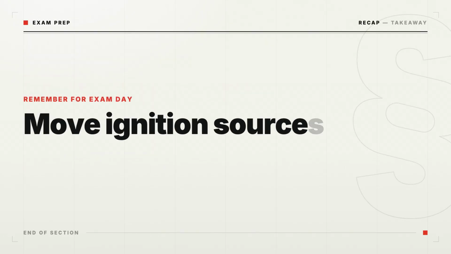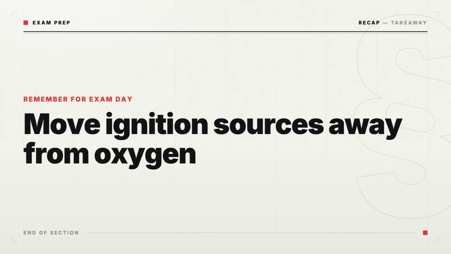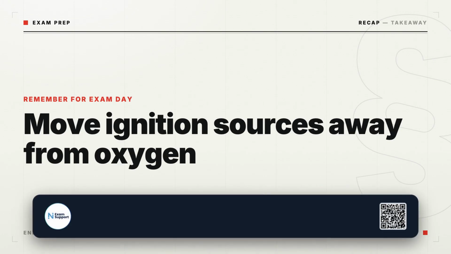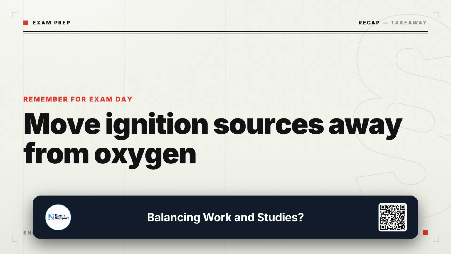Whenever you see home oxygen paired with smoking, cooking, candles, or storage, the safe answer always moves ignition sources away from the oxygen. This is fire prevention, not fire response, so it stands alongside race and pass rather than replacing them.